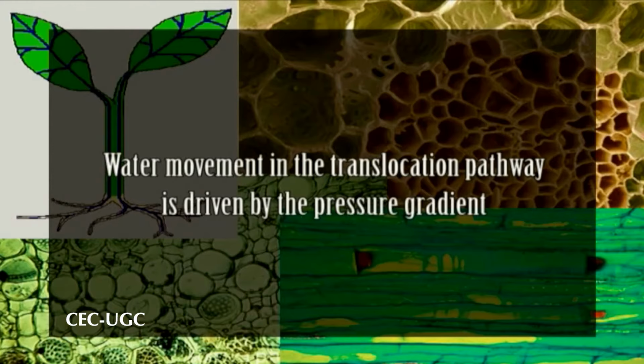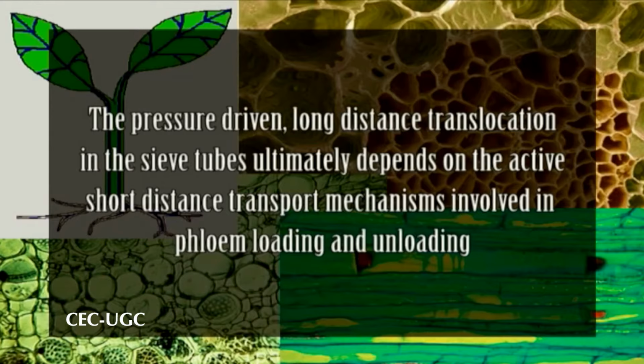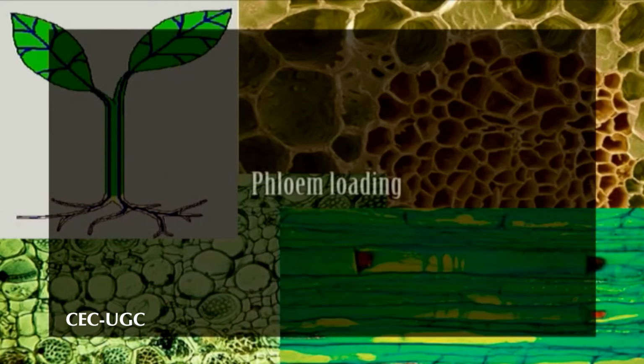Water movement in the translocation pathway is driven by pressure gradient according to this model and not by the water potential gradient. The pressure-driven long-distance translocation of the sieve tubes ultimately depends on the active short-distance transport mechanisms involved in phloem loading and unloading. Now, phloem loading.